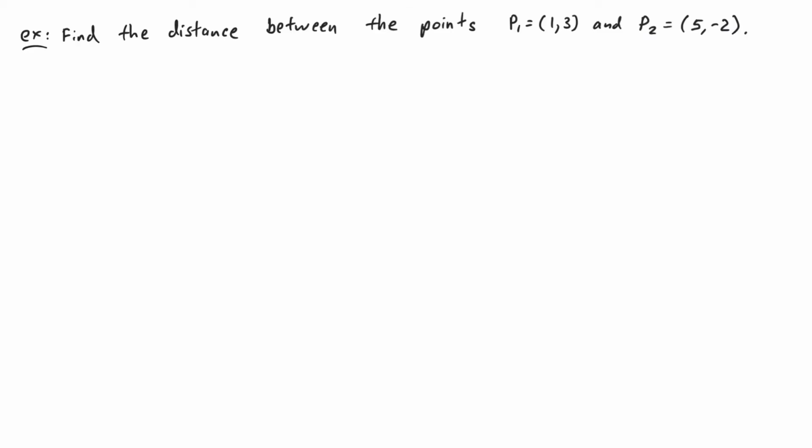So in this example, we're asked to find the distance between the points P1, which has coordinates 1, 3, and P2, which has coordinates 5, -2. Remember that our distance formula is distance is equal to the square root of x1 minus x2 squared plus y1 minus y2 squared. Remember that x1, y1 are the coordinates of my first point, and x2, y2 are the coordinates of the second point. So let's try to plug in the appropriate numbers into this formula.